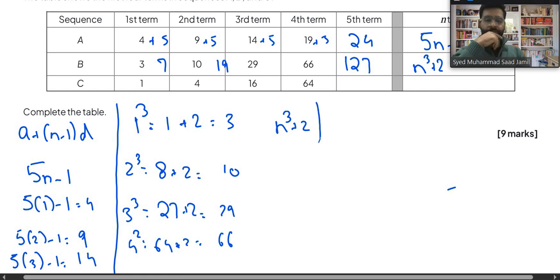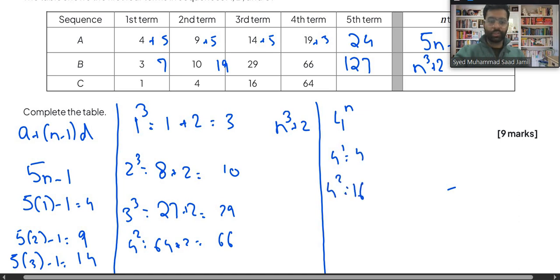In the last term, we can easily see that it is 4 raised to the power n. Because 4 raised to power 1 is 4, 4 raised to power 2 is 16, 4 raised to power 3 is 64. But the first term is 1. Get it? The first term is 1, so we cannot use this sequence. So I will say 4 raised to the power n minus 1.